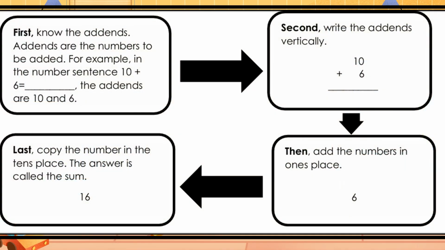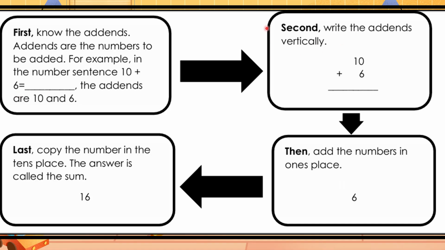Okay, so let's go back to the statements. It said, first, know the addends that we have. Addends are the numbers to be added. For example, in the number sentence 10 plus 6 equals blank, the addends are 10 and 6. So if you noticed, we have there 10 plus 6. These are the addends.